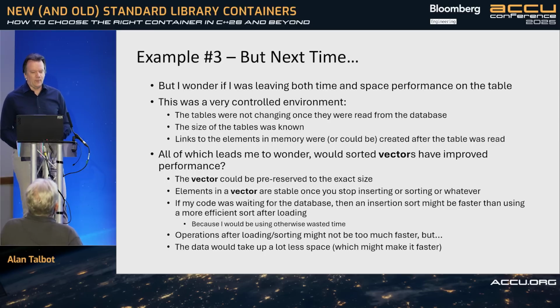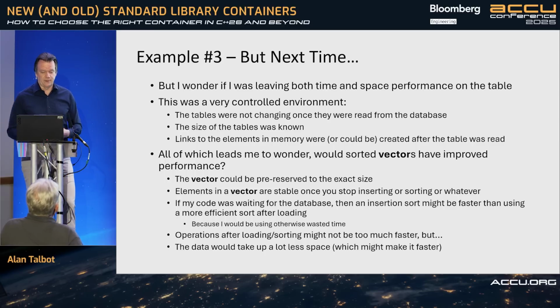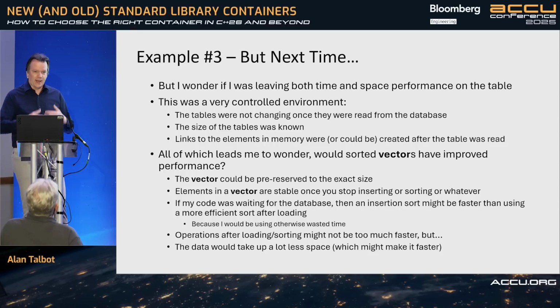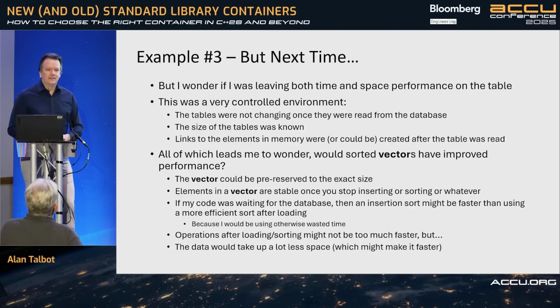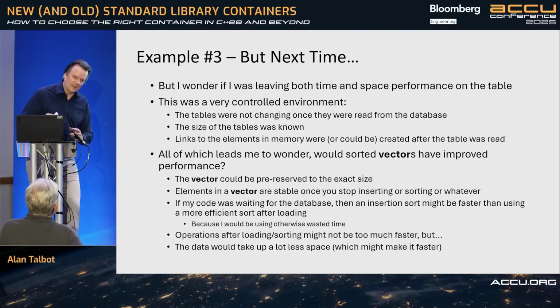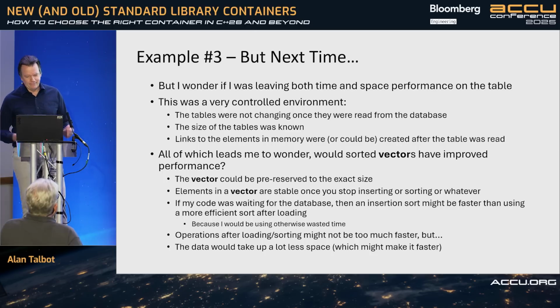So I wonder if using vectors pre-reserved to the exact size and allocated appropriately, so they filled memory well, would have made for better performance. I don't know. But it certainly would have taken a lot less space, and smaller, right? Big, slow, smaller, faster. It'd be interesting.